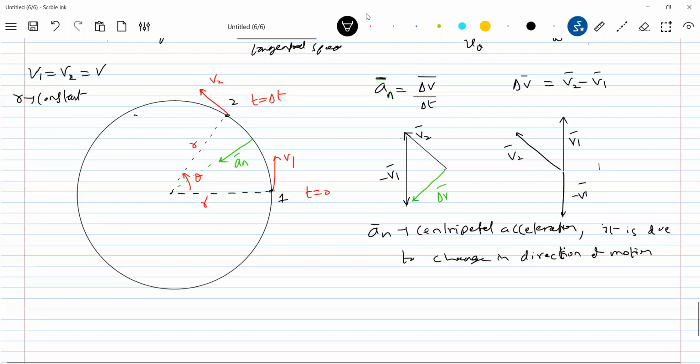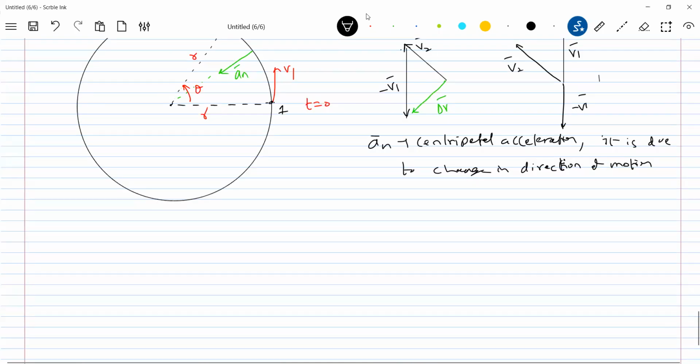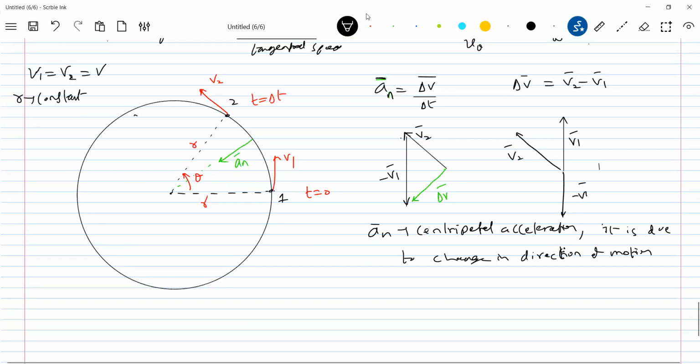Already I brought this value. Can you remember how much I brought? Omega square r, no? Can we bring it by the vector method? By some triangle. So what is delta V? Okay, let's do one thing. Let's calculate delta V. What is delta V? Vector subtraction. So what is the angle? The angle was theta, no?